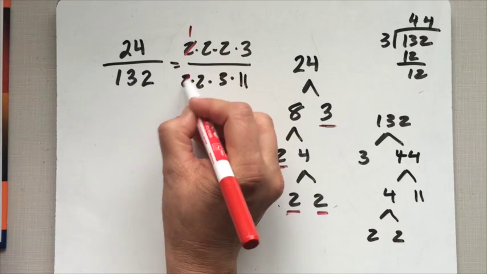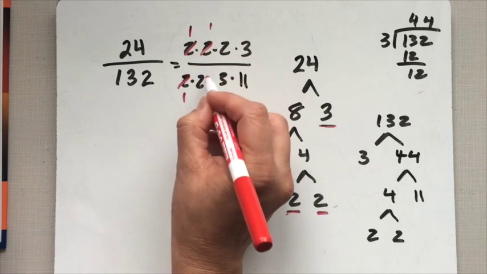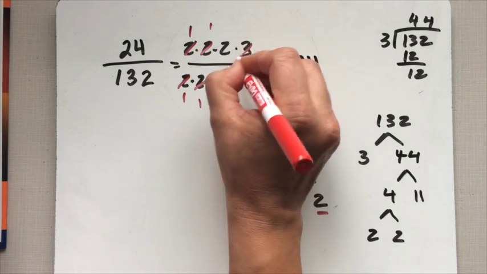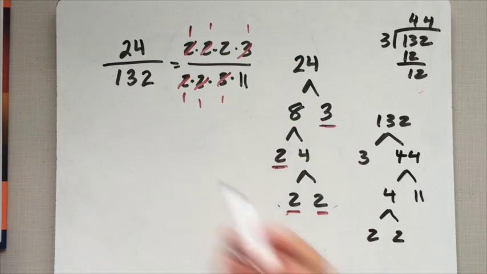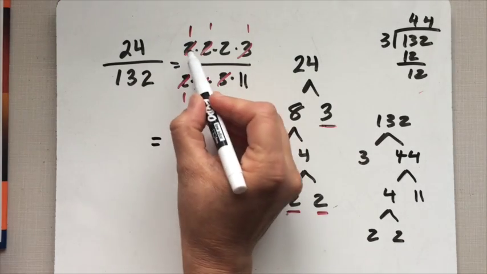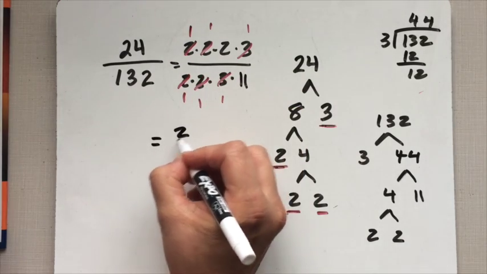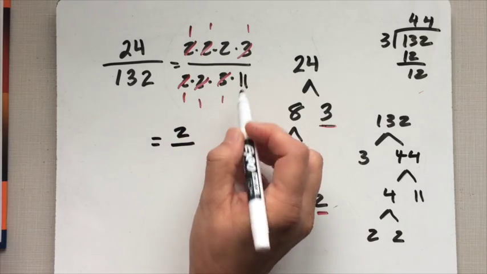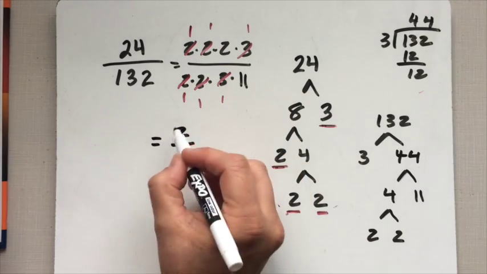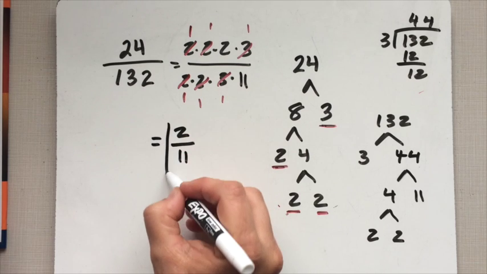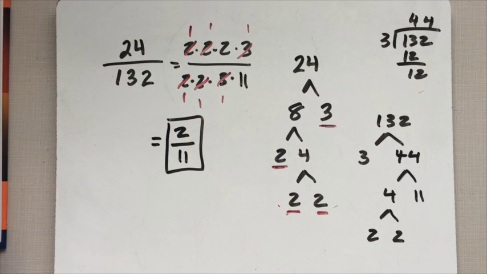So 2 divided by 2 is 1, 2 divided by 2 is 1, and 3 divided by 3 is 1. So in the numerator, I now have 1 times 1 times 2 times 1, which is 2, and 1 times 1 times 1 times 11, which is 11. So 24 over 132 simplifies to 2 over 11.